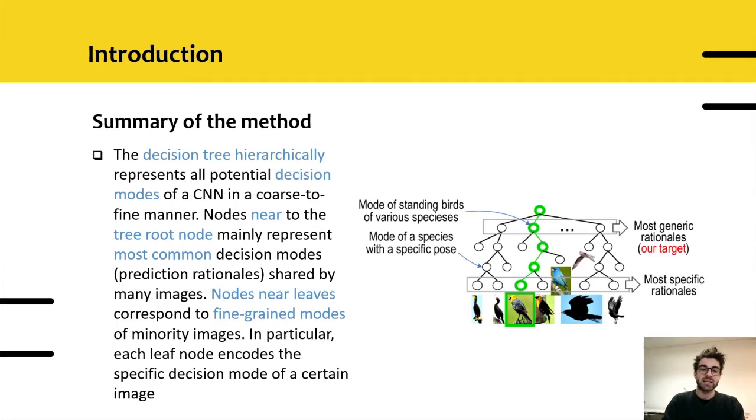The decision tree hierarchically represents all potential decision modes of a CNN in a coarse-to-fine manner, and this means that the nodes near to the root node mainly represent the most common decision modes, and nodes near leaves correspond to fine-grained modes for a minority of images, until the extreme, that is the leaf node, that encodes the specific decision mode for just one single image.